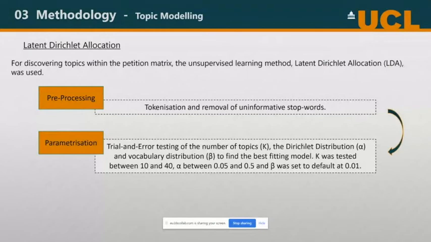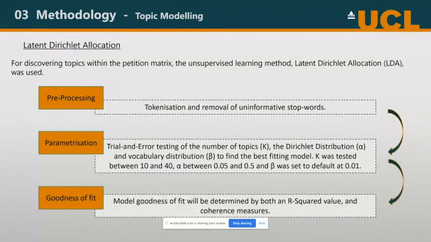words such as but and if and then, as they don't actually add anything to the bag of words. And then parameterization. This was trial and error, looking for the number of topics, the Dirichlet distribution and vocabulary distribution, the right parameters for the best fitting model. I used between 10 and 40 for the number of topics, and for the Dirichlet distribution 0.05 and 0.5. And then the goodness of fit was just determined by an R-squared value and the coherence measures.